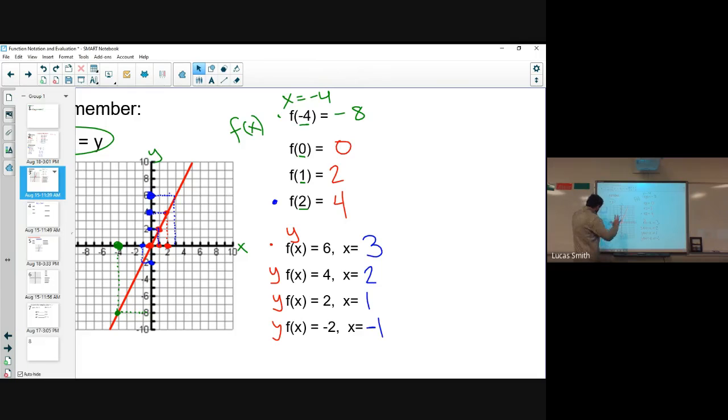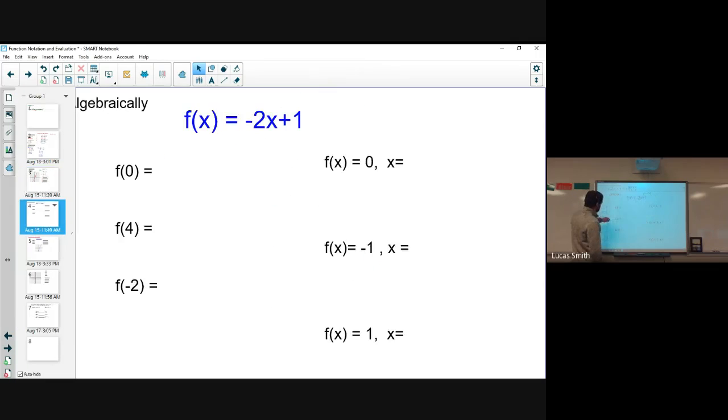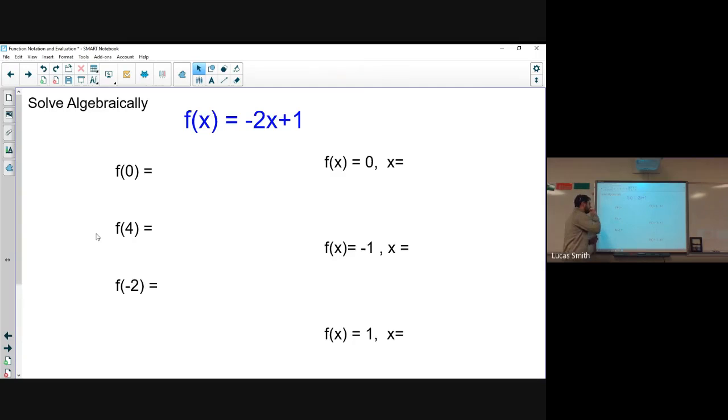All right, so that's dealing with a graph. Let's think again about algebraically, which means you actually have the equation. We're not looking at a graph. We're actually given the equation of our function, and it tells us to solve these things algebraically. So let me walk you through how we're going to do that.